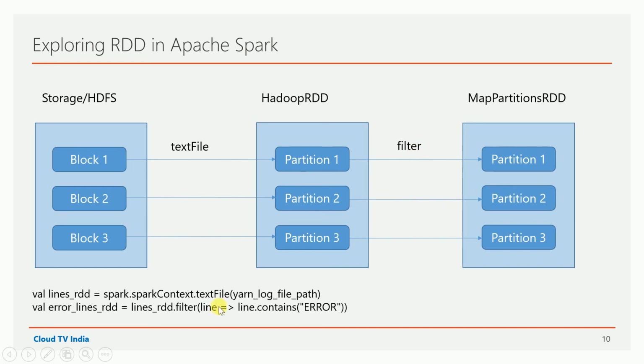So what happens is RDD will apply the filter function on each partition. If you apply this filter function on this partition, it will fetch only the lines which have the flag error. So RDD will have a collection of partitions, and the function will be applied on each partition, and it will give the result.